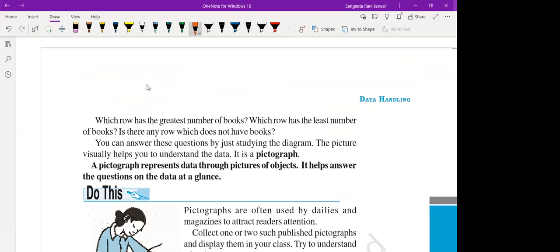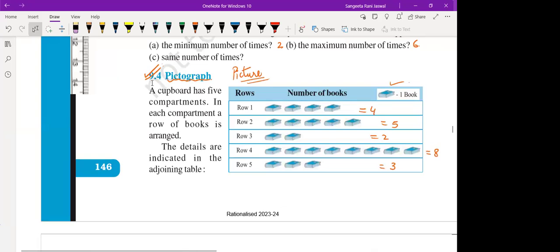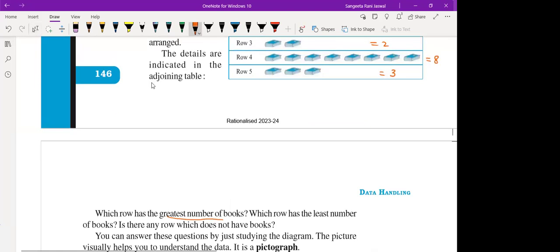One second. Let me just read the question. Which row has the least number of books? Is there any row which does not have any book? Okay, tell me now which row has the greatest number of books? Ma'am, fourth row. Yes, fourth row. Okay, so that's the 4th row.